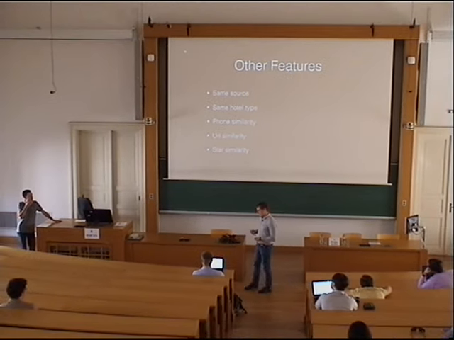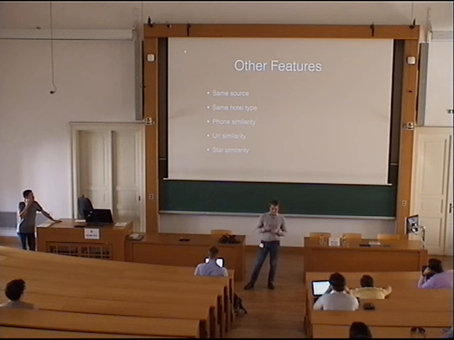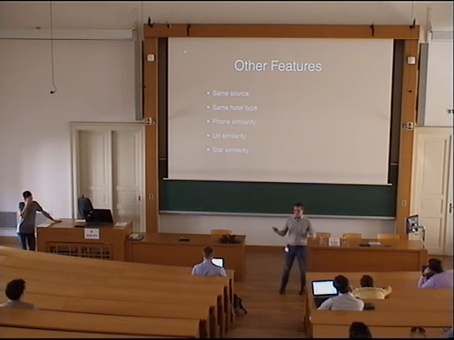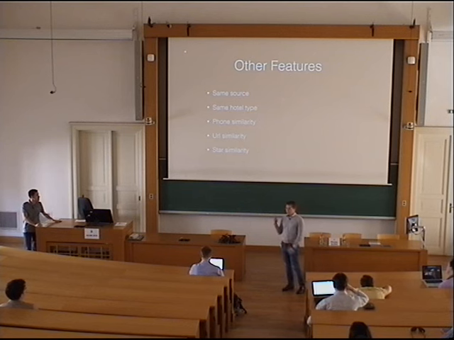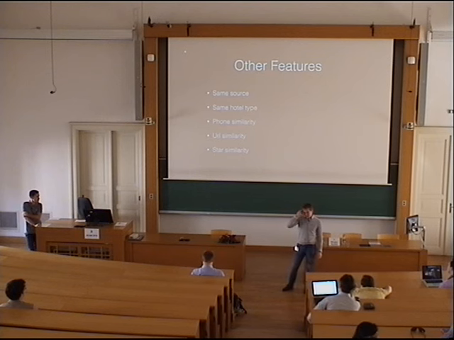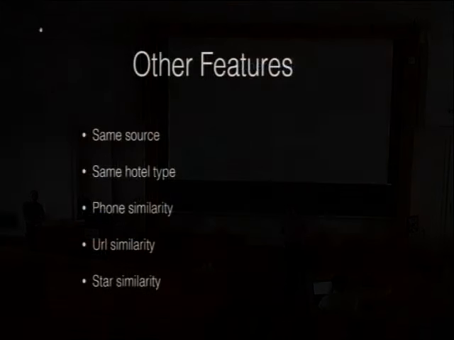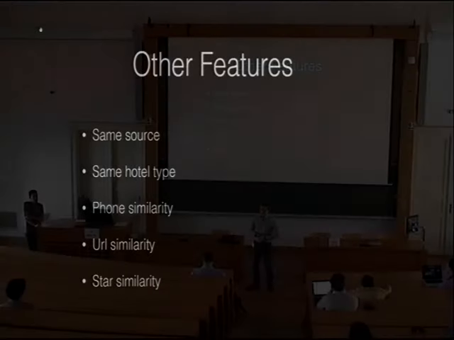Also, we used hotel type. There are a lot of types of hotels, for example, apartments, chalet, hotel, house. And sometimes it's very important. If the types are the same, the probability they are identical is higher. We also used phone similarity, URL similarity, and star similarity. You know, hotels have stars. The higher the stars, the higher the quality of the hotel. And it's very strange that in our methods, star similarity did not work well. We don't know why.